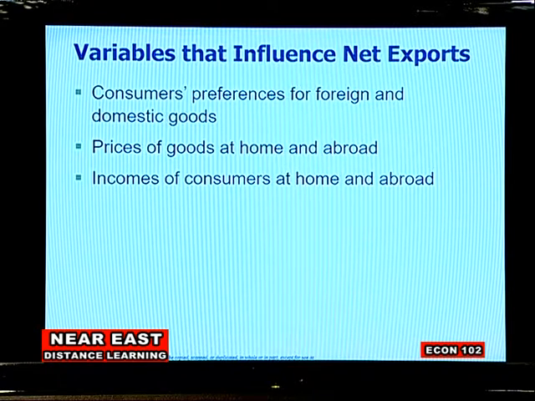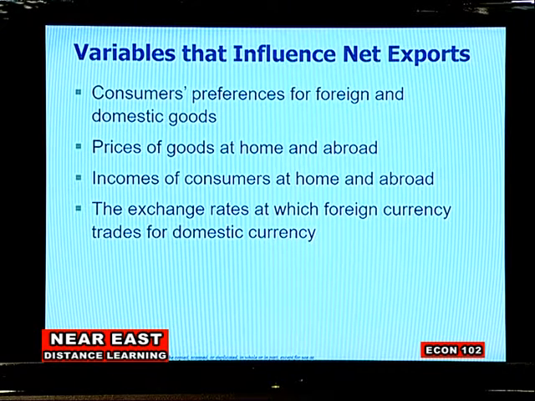Then another thing is income of consumers at home and abroad. The higher the incomes of consumers at home, the more they purchase the goods and services made by foreigners and the local goods, while the higher the incomes of consumers abroad, the more they purchase the exported goods and services. So incomes of consumers influence net exports.